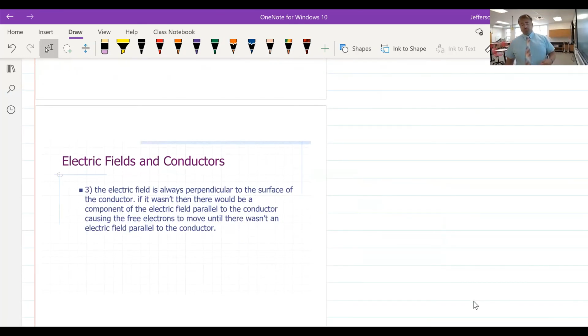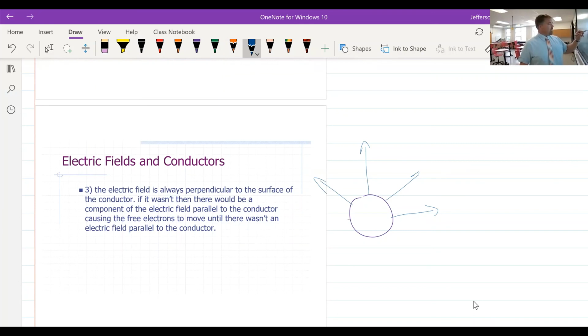And also, the electric field lines must always be perpendicular to the surface. And so if I were to draw a circle, if I were to draw a charge, my electric field lines have to be perpendicular to the surface. And sometimes I get sloppy when I draw, okay? But you have to remember that it's always going to be perpendicular, because if it wasn't perpendicular, then there would be a horizontal component to that electric field line, which would cause charges to move. Okay, and I'll explain that in more detail as well.